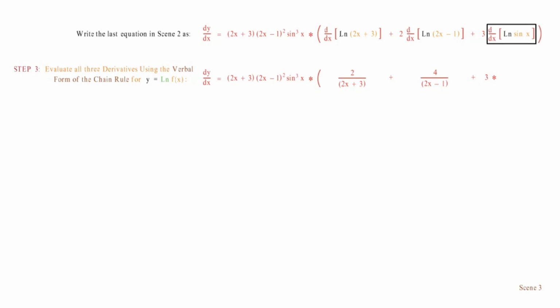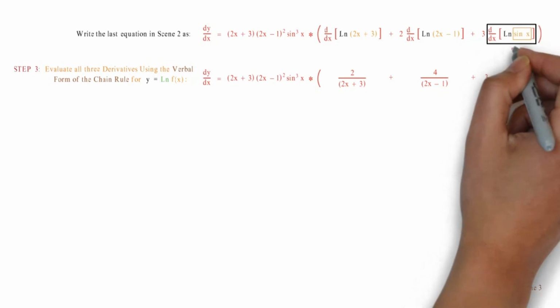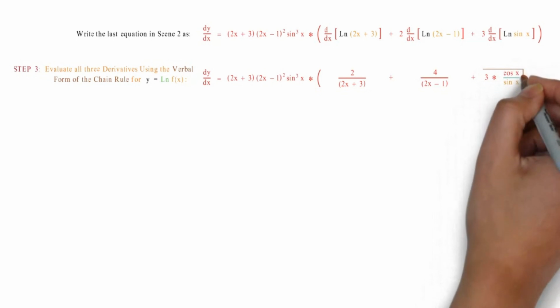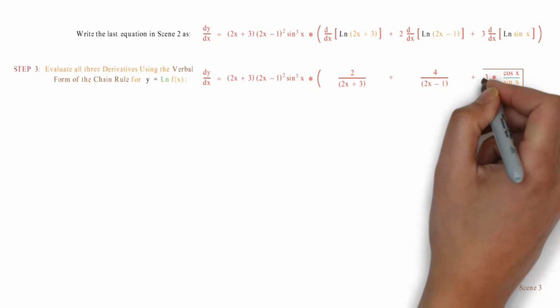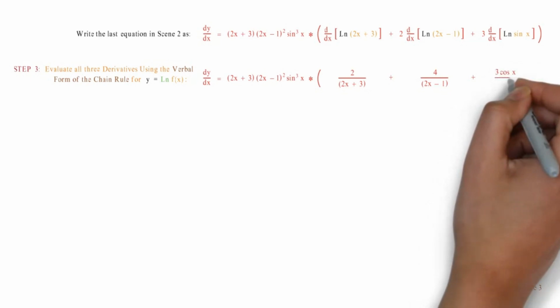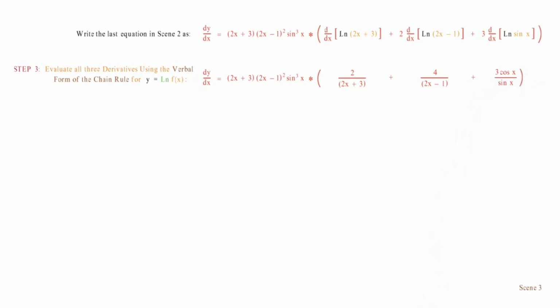This derivative equals the derivative of the argument of ln, which is the derivative of sine of x, which is cos of x, divided by the argument of ln, as before, sine of x. 3 times cos of x over sine of x is equal to 3 cos of x divided by sine of x. Call this equation, equation 1.